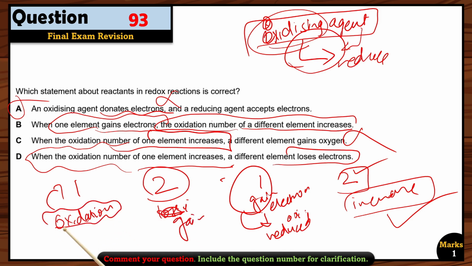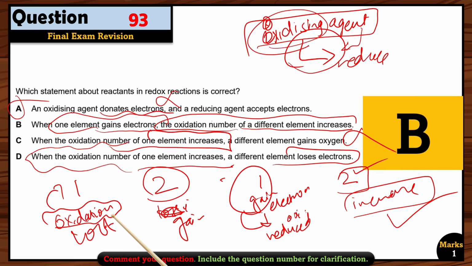So what does an oxidation number increase mean? It means the loss of electrons. So the same element is actually losing the electrons. So that's why option B is the right option.